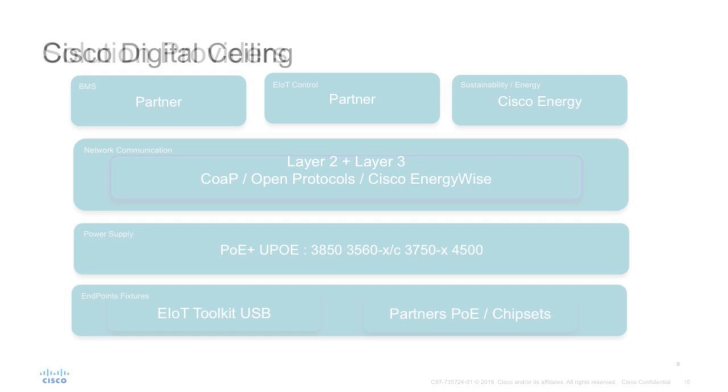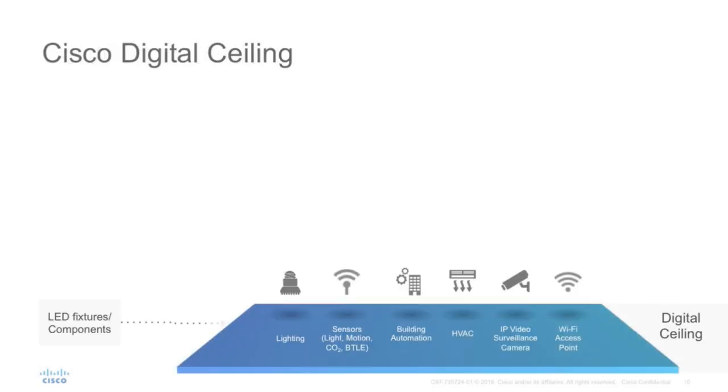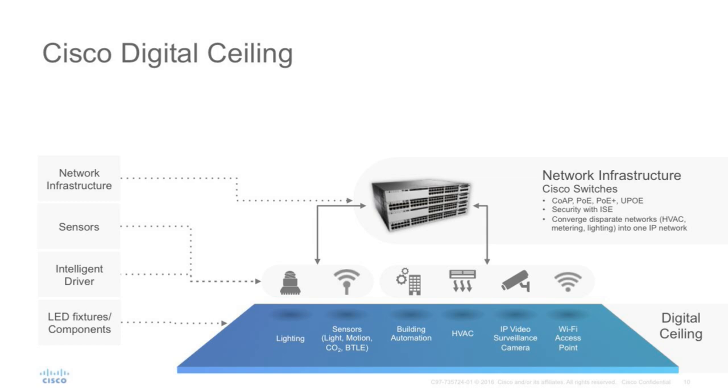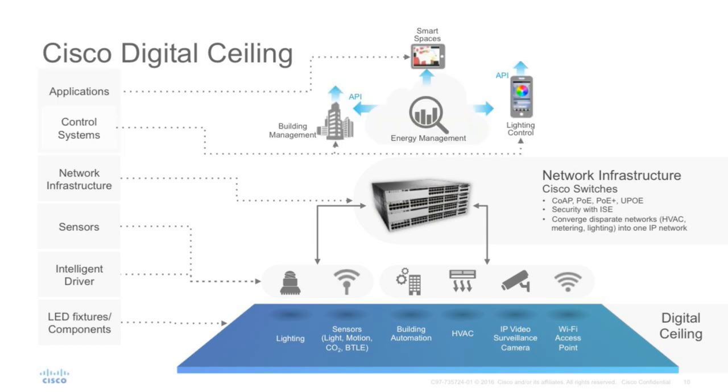So once we have that, that enables us to put in a Cisco architecture where the digital ceiling falls into that generic architecture. The endpoints, the Cisco network to power it and give you a low voltage infrastructure and to give you the data, and then the applications and the added values on top.